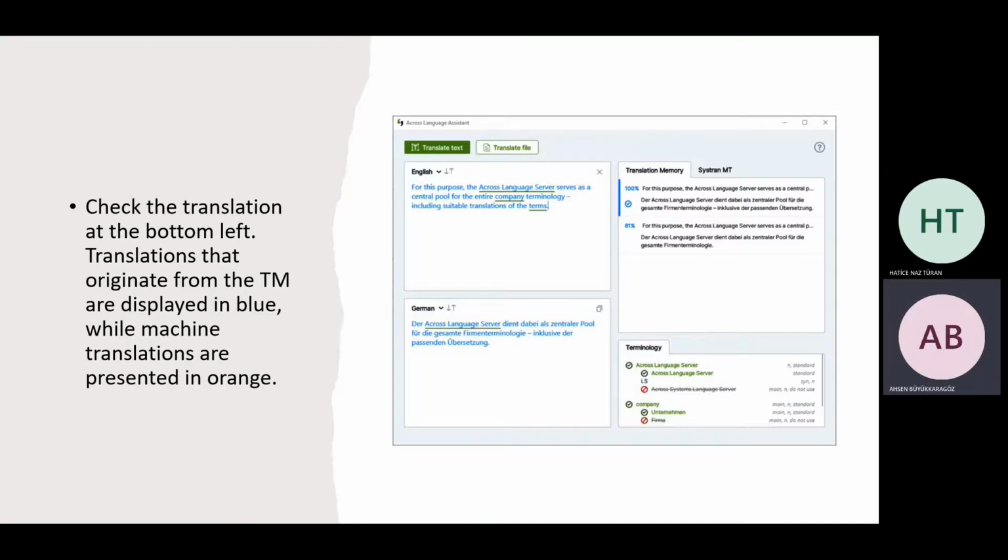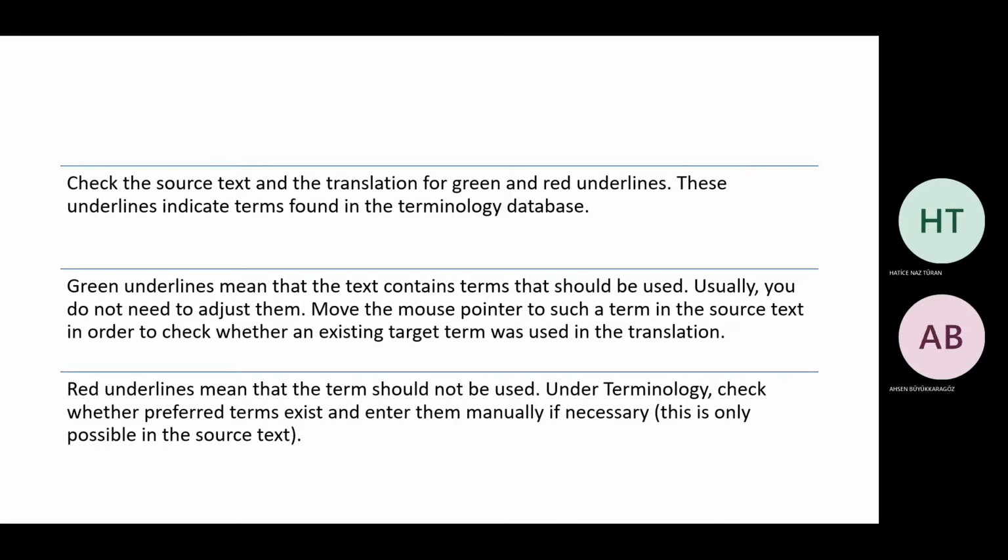Check the translation at the bottom left. Translations that originate from the TM are displayed in blue, while machine translations are presented in orange. Check the source text and the translation for green and red underlines. The underlines indicate terms found in the terminology database. Green underlines mean that the text contains terms that should be used. Usually, you do not need to adjust them.